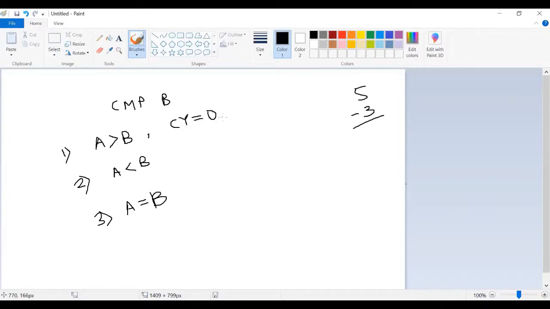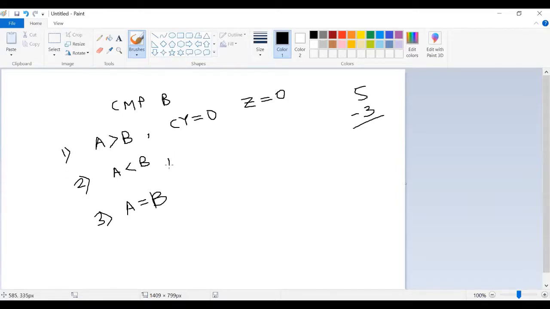What about the zero flag condition? The result will not be 0 at any time, so the zero flag will also be reset, 0.